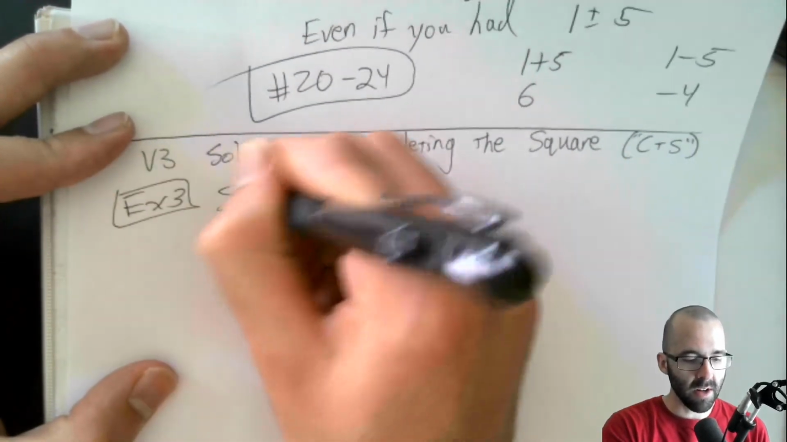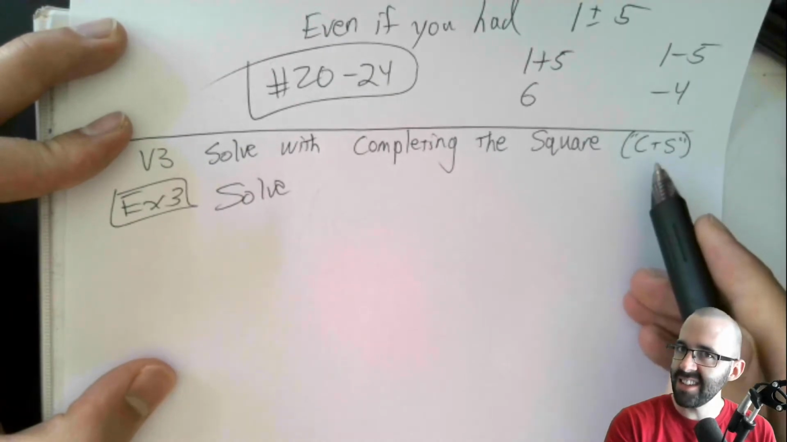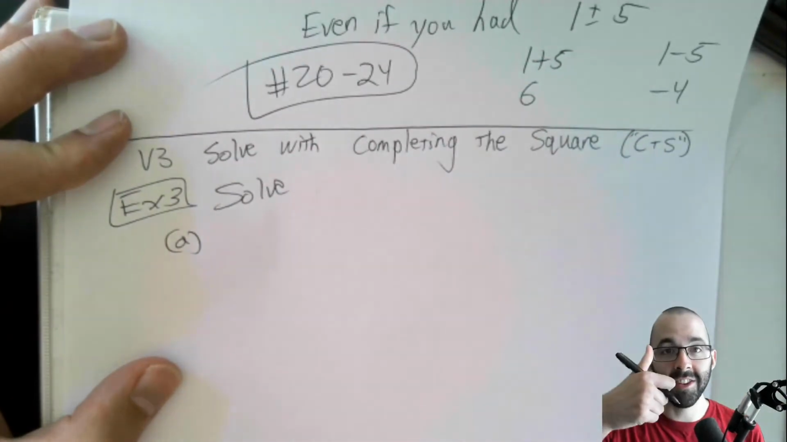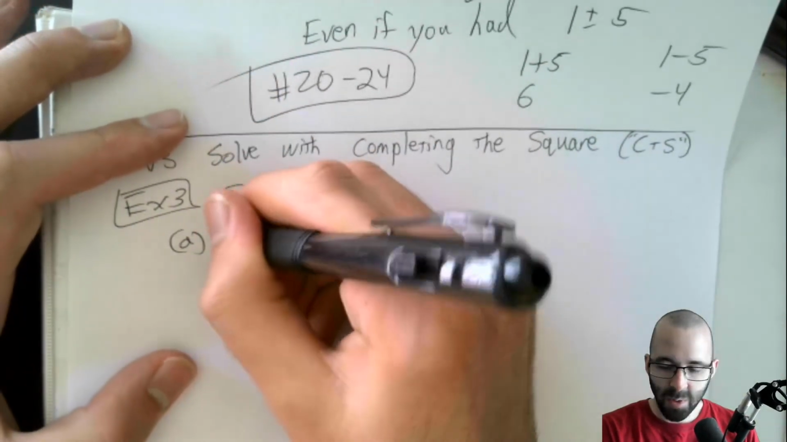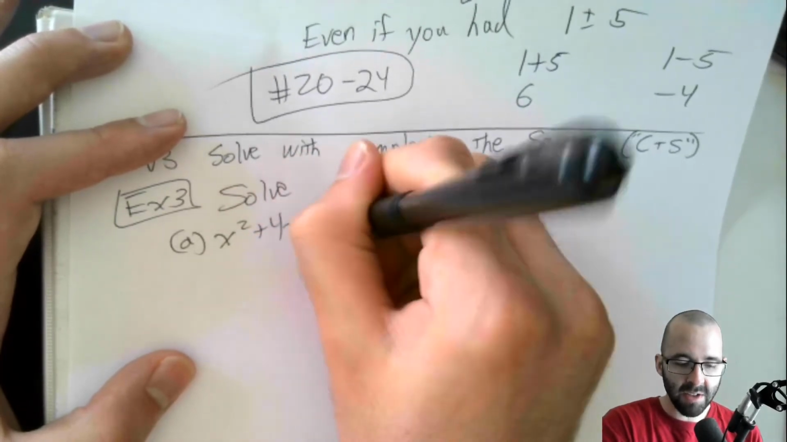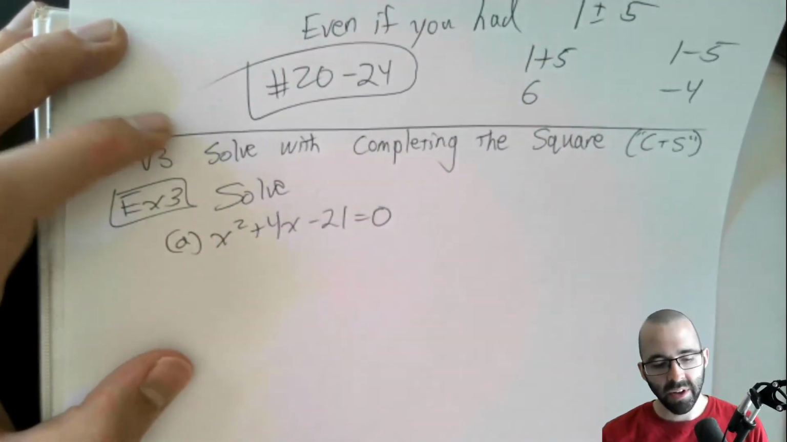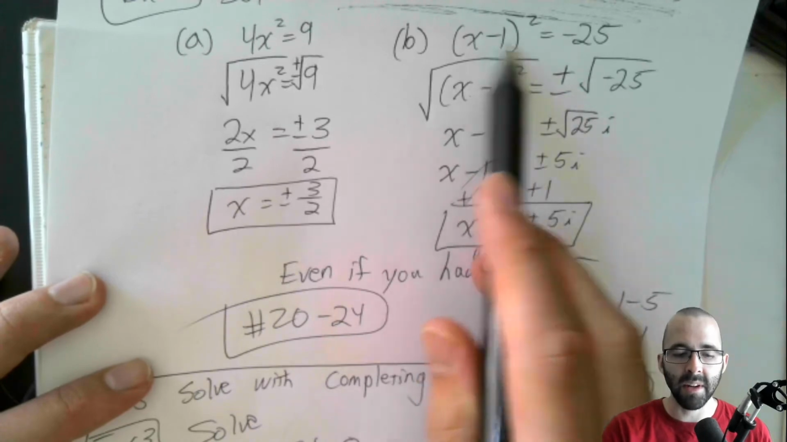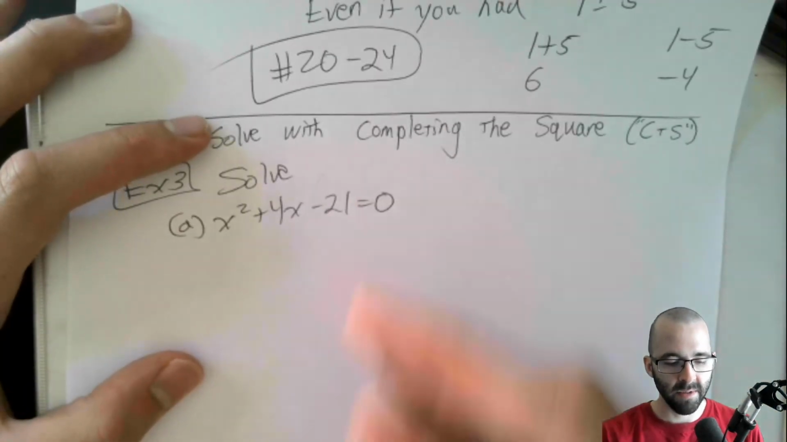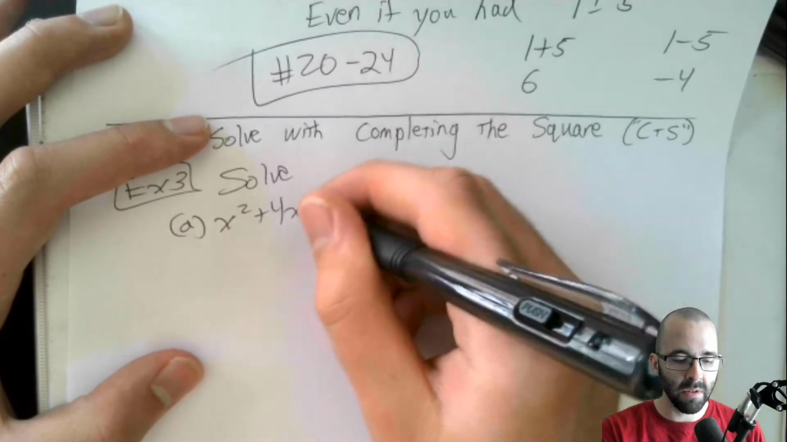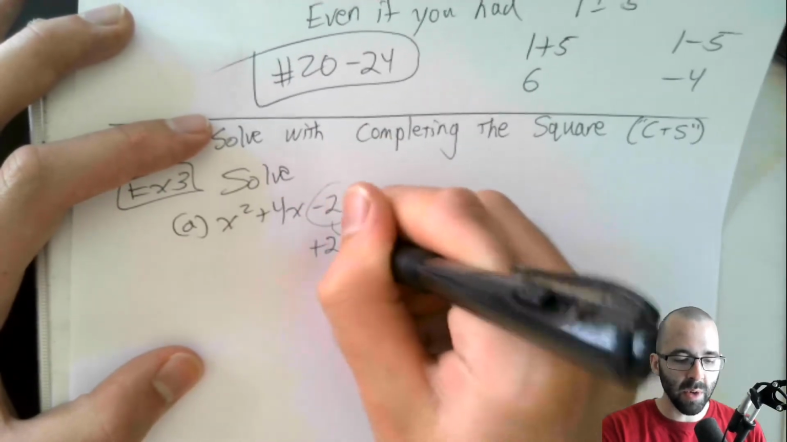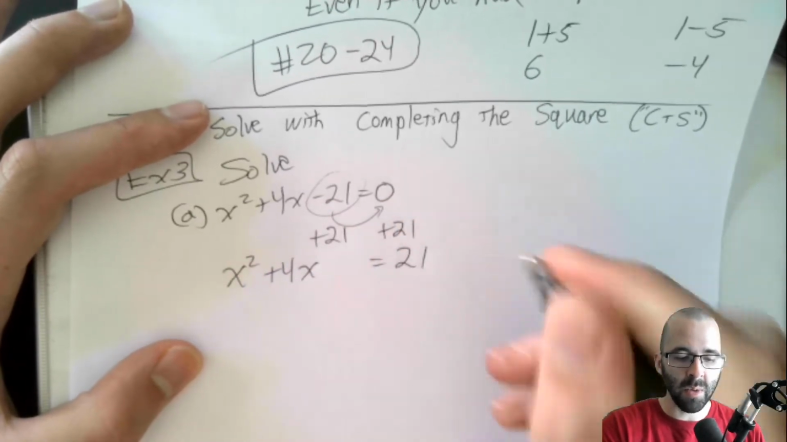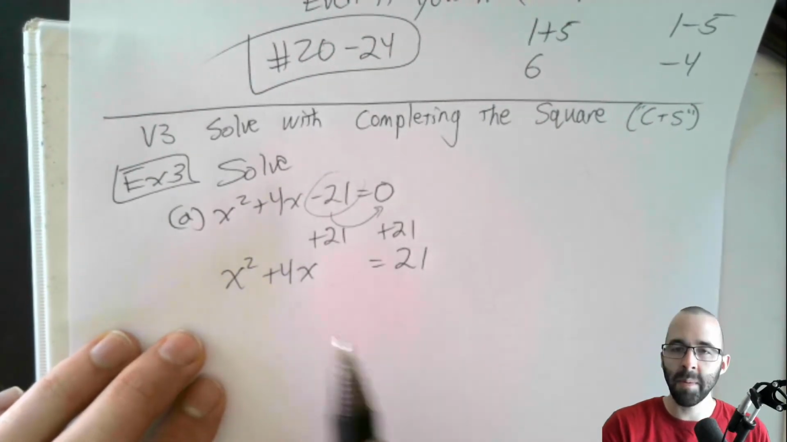Example 3. Solve by completing the square, often abbreviated CTS. I love abbreviations. So part A, this is going to be the good case, the thumbs up case, if you will. x squared plus 4x minus 21 equals 0. The whole idea about completing the square is to try to get it to look like this so we can use the square root property. So we want a perfect square on the left. The first thing we do is move this over. Let's add 21 to both sides. You get x squared plus 4x equals 21, and we leave a little blank because we want the left-hand side to become a perfect square.